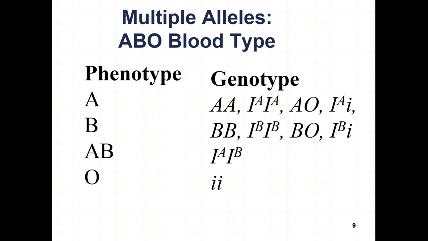The first one, where there are 2 A's, represents the homozygous condition for type A. And the IAi represents being a heterozygote for the type A condition. Type B can be written similarly. Type AB is written IAIB, or sometimes people will just write AB. And then type O is usually written with 2 lowercase i's to signify that the person neither received an A allele nor a B allele.